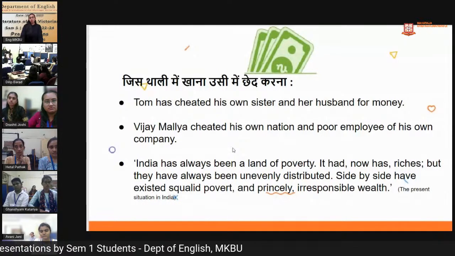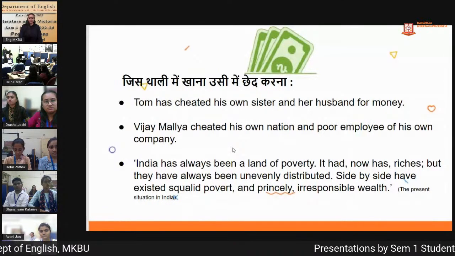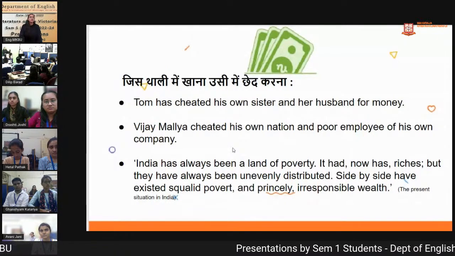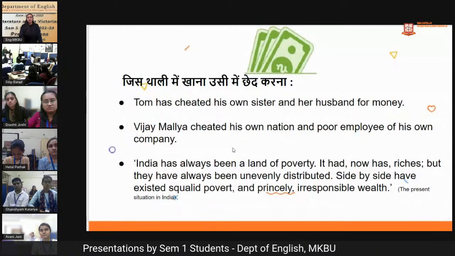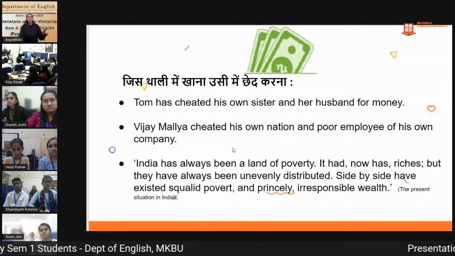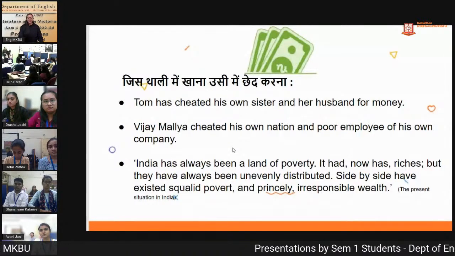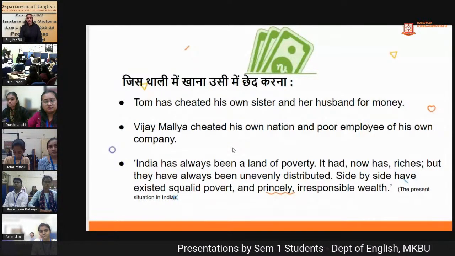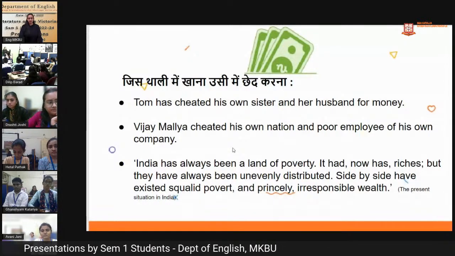But I do not agree with this "unevenly distributed", because we can see that we are not distributed, we are unpaid, we are doing work though we are not getting money, and people like Vijay Mallya are snatching money from us. So we are not distributed, or we are not having money.